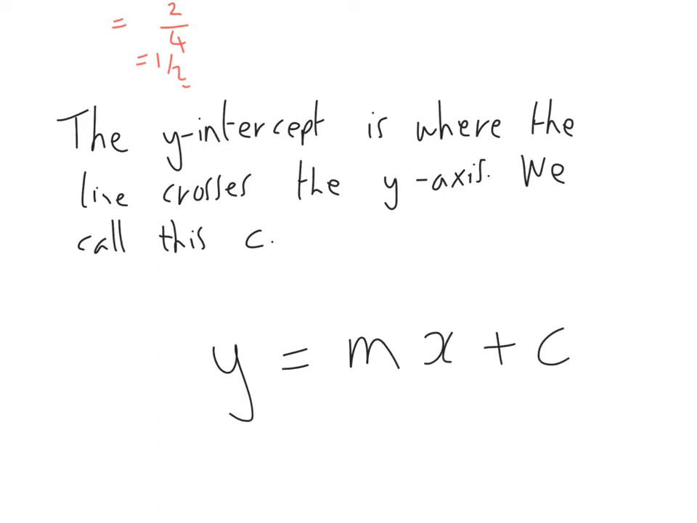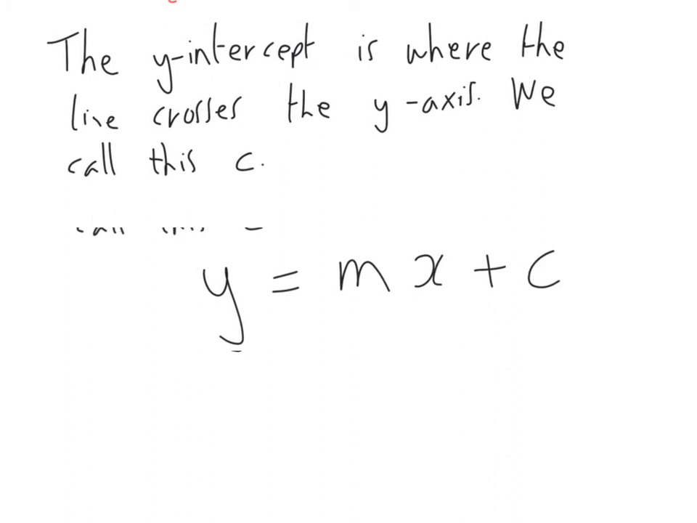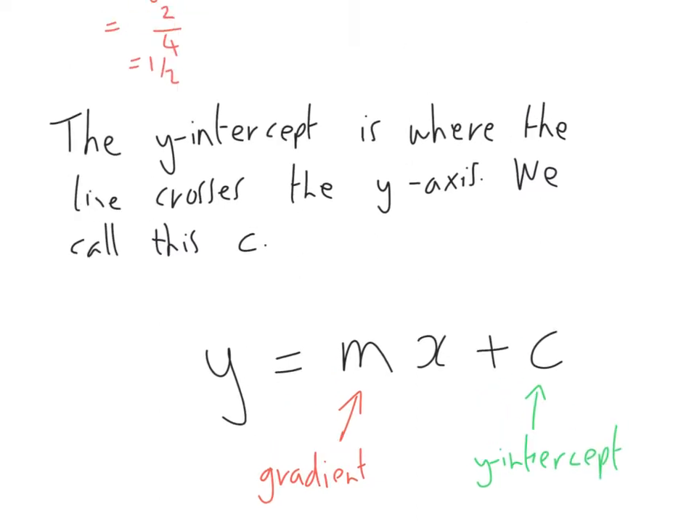The lines that you've looked at so far would have been in the format y equals mx plus c. The m, hopefully you can remember from last lesson, stands for the gradient. And the c, as we just saw from the graph, is your y-intercept. If I just go back one more time to show you that.